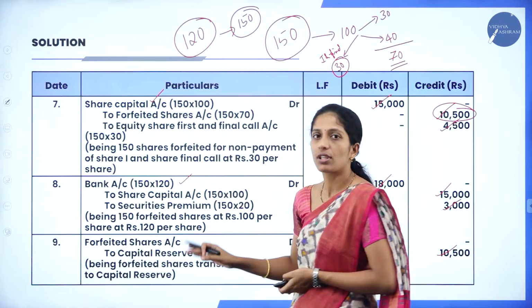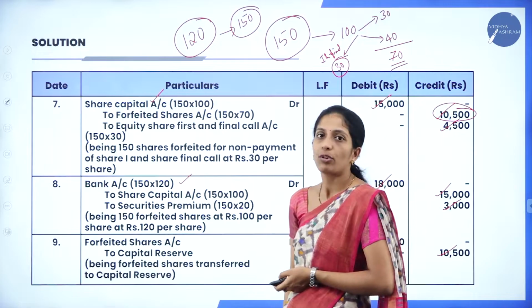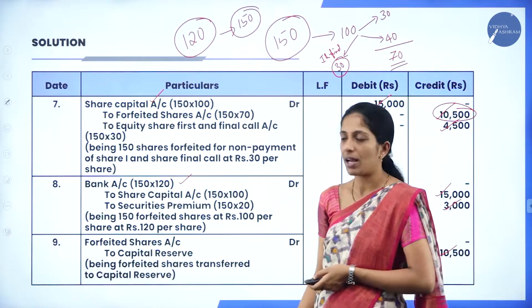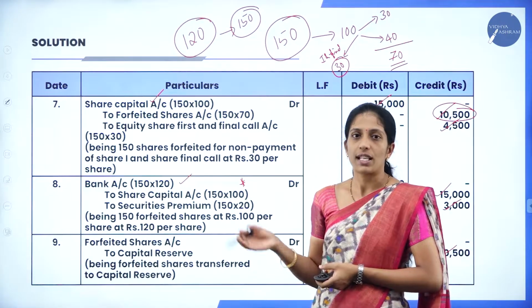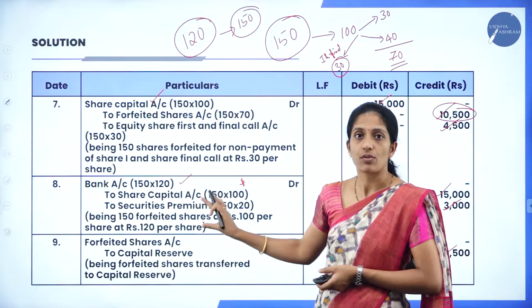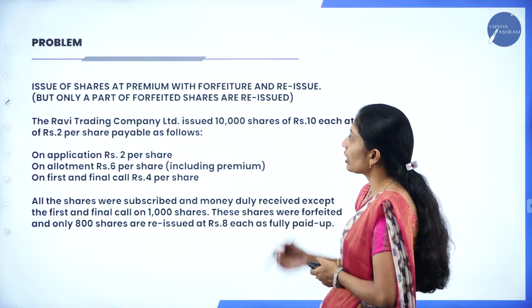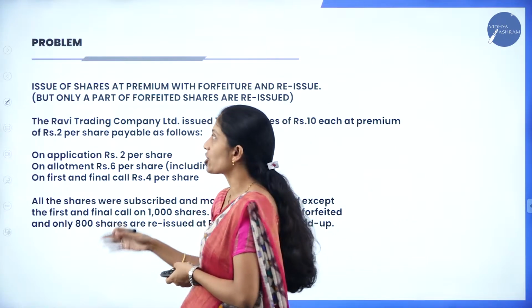So this is how you are going to solve the problem, and this is for 12 marks where you have only 9 journal entries. So clear about the problem? So only this was different. Only this transaction or this entry was different because they have reissued at premium. Now moving on to the next problem. So let us see a different problem with different condition here.